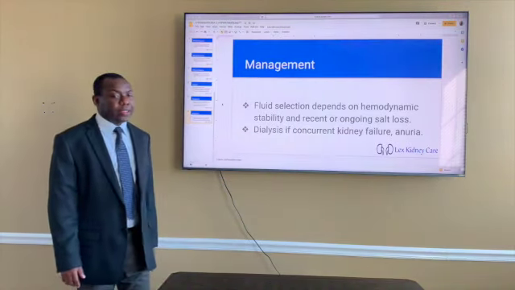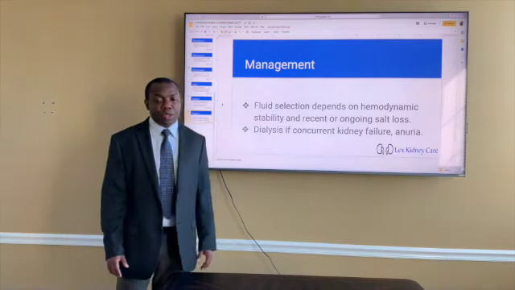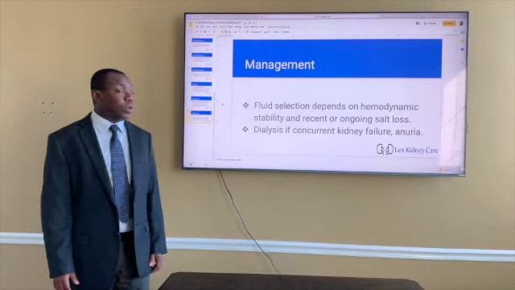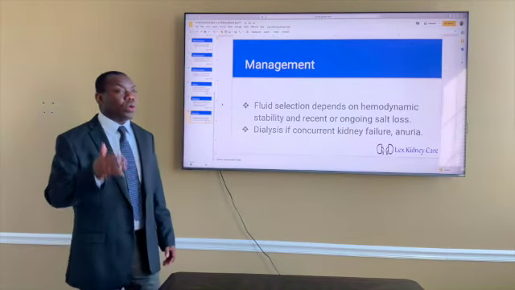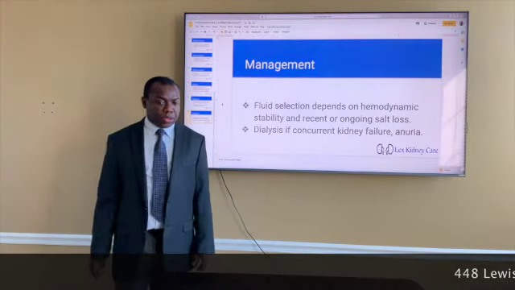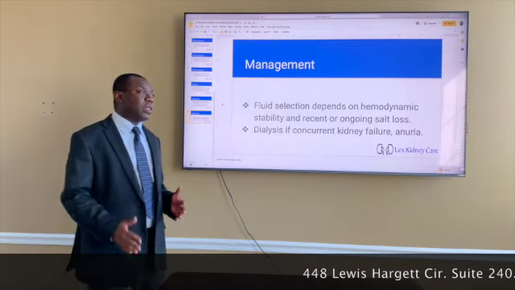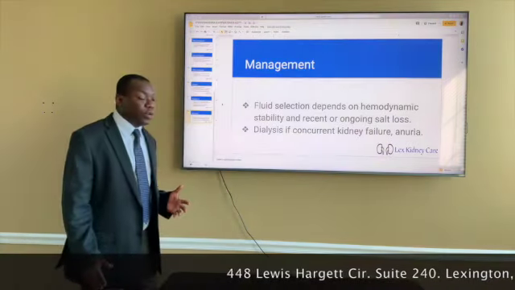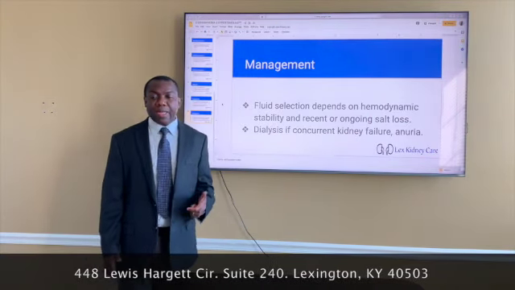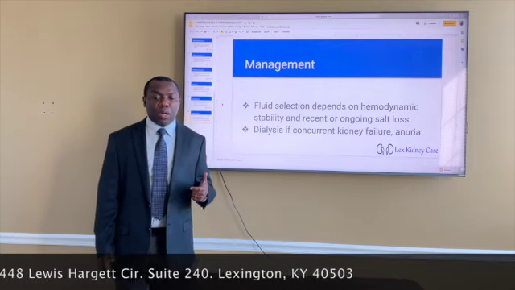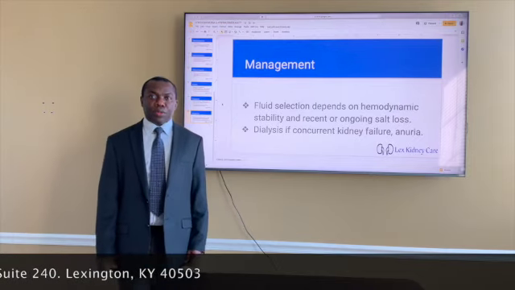Now fluid selection is really important, and that depends on the hemodynamic status of the patient. And then also you want to look at recent or ongoing salt loss. So you want to replace that which is lost. Now, in case the patient is in renal failure or anuria, not making any urine, that is when you can use dialysis to correct the sodium level. So that's what you want to do.